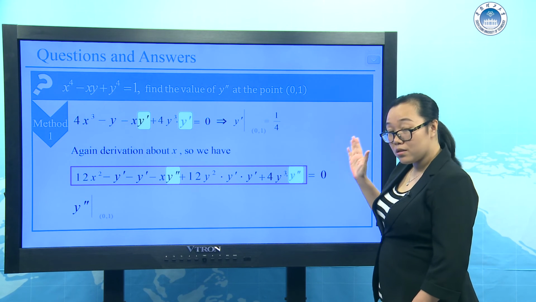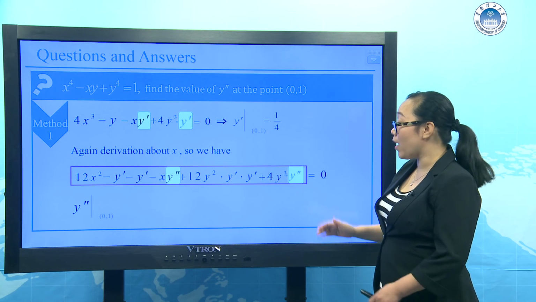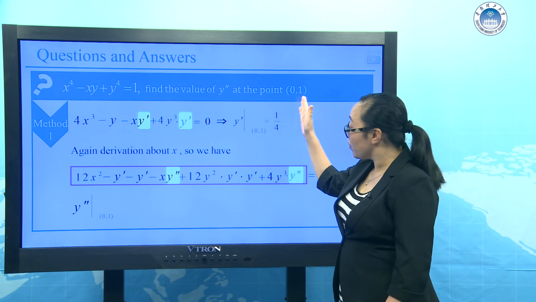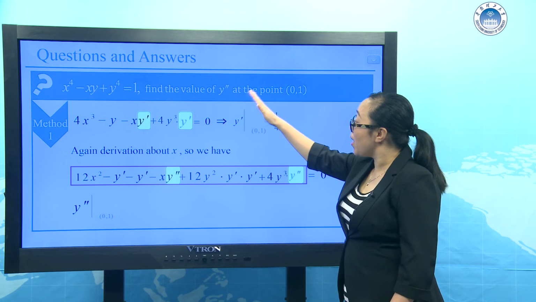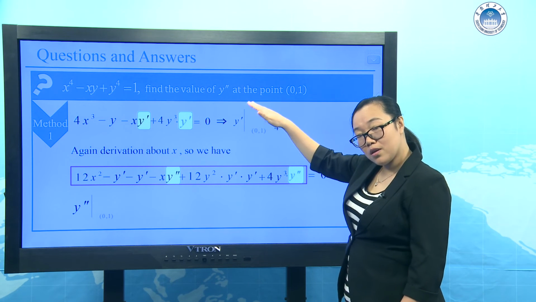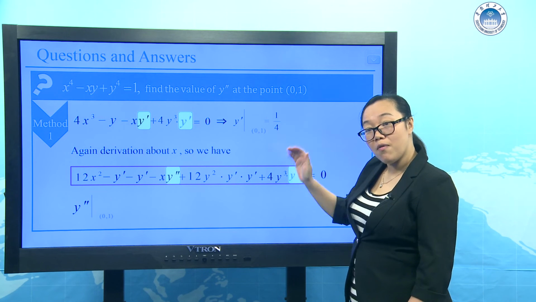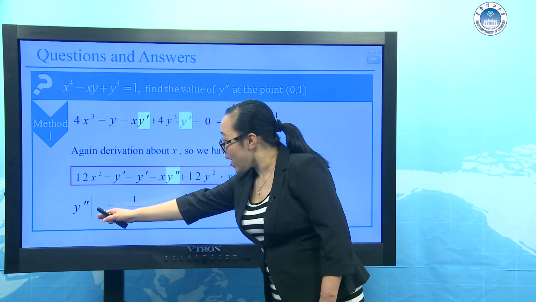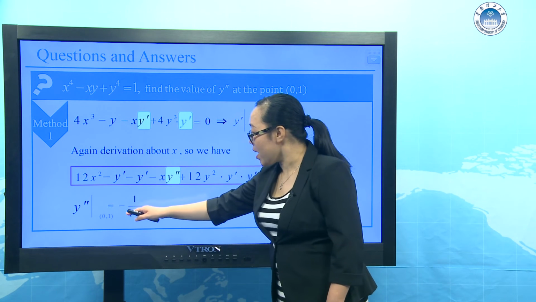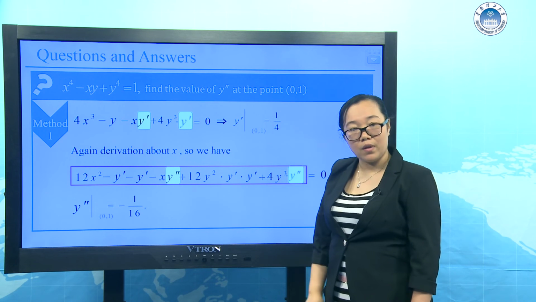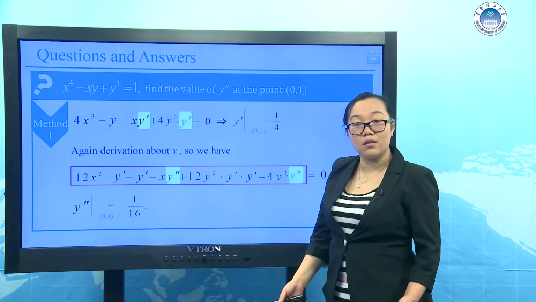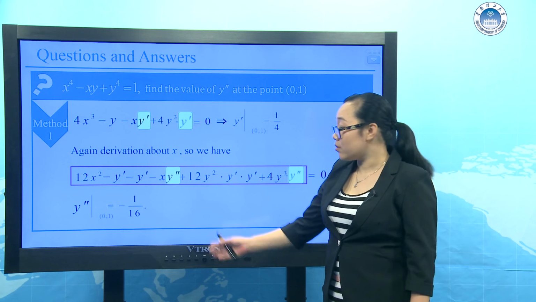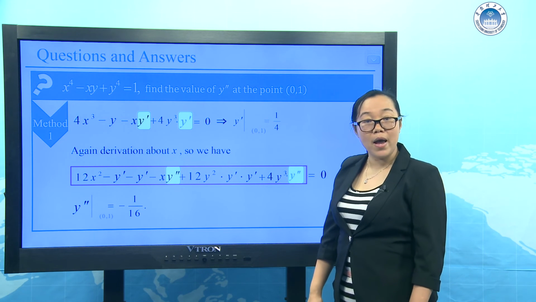So now, taking the special values of x and y in this expression, x equals 0, y equals 1. How about y prime? Yes, the first derivative equals 1/4. So we can get the final result y double prime equals -1/16. Anyway, y, the second derivative, is a real number. It is some special limit equal to this number. This is our method 1.